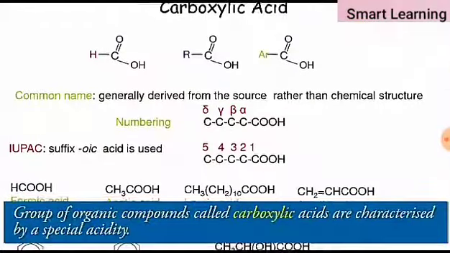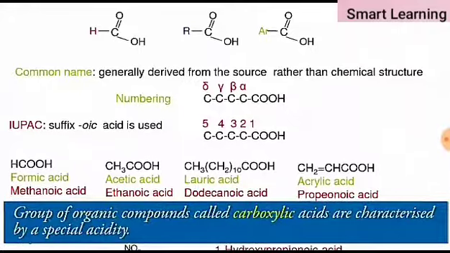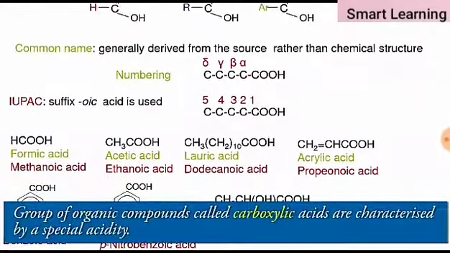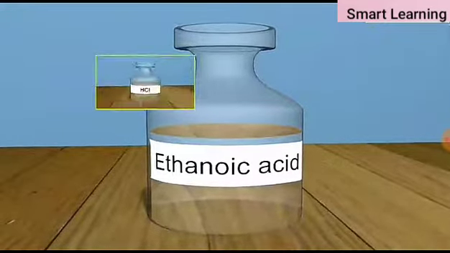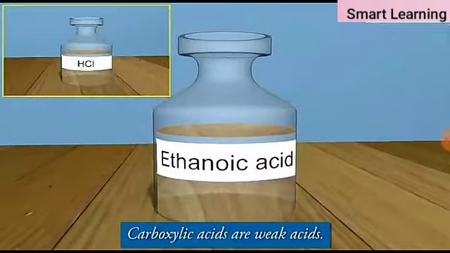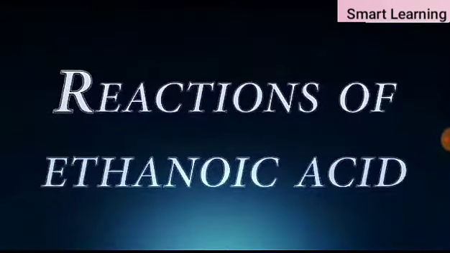The group of organic compounds called carboxylic acids are obviously characterized by a special acidity. However, unlike mineral acids like HCl, which are completely ionized, carboxylic acids are weak acids. Reactions of ethanoic acid.